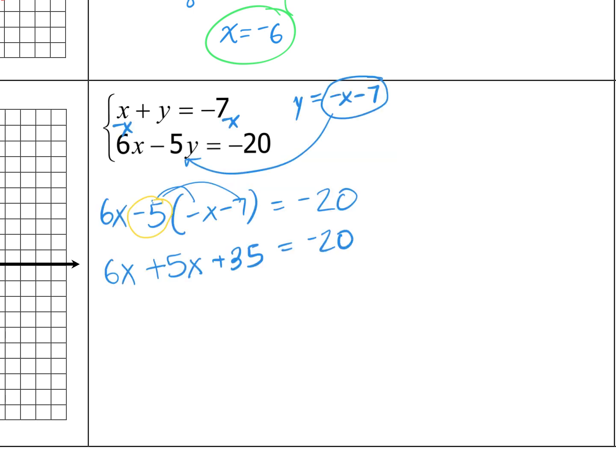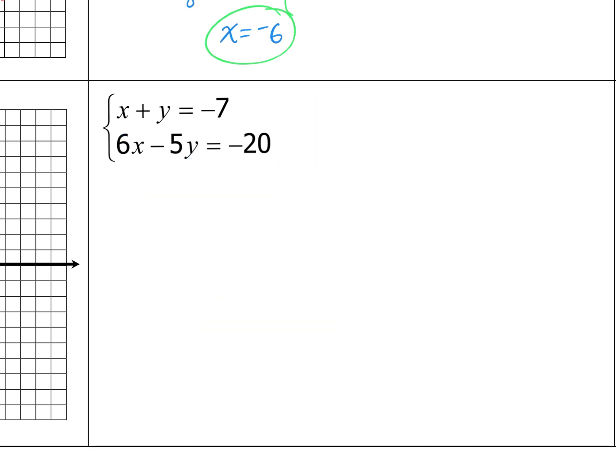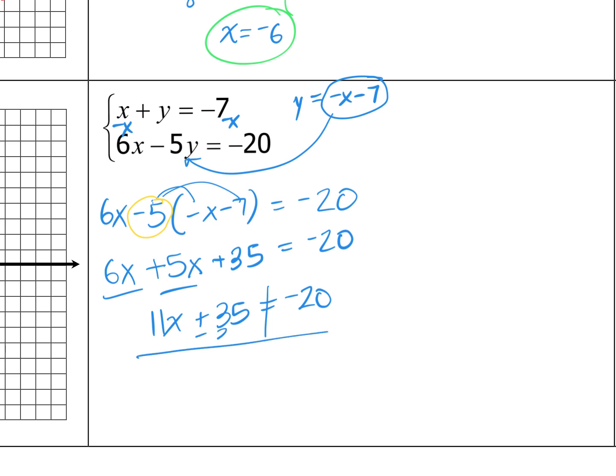Okay, -5 times -7 is positive 35. That equals -20. Combine like terms. 11x plus 35 equals -20. Subtract 35 from both sides. We have 11x equals -55.